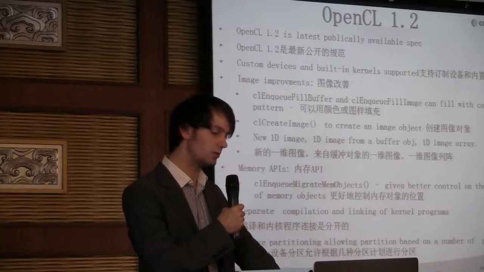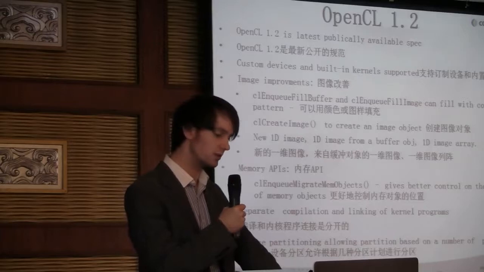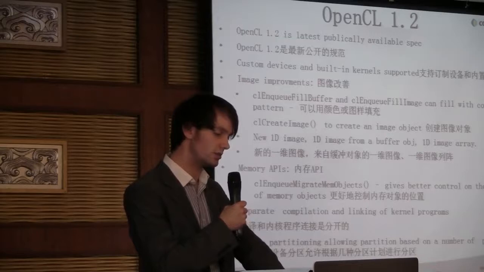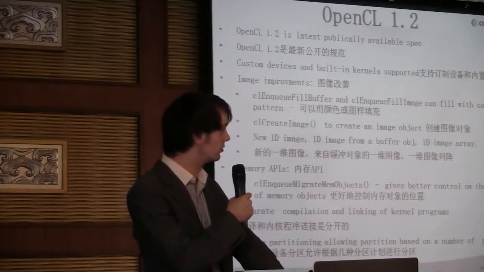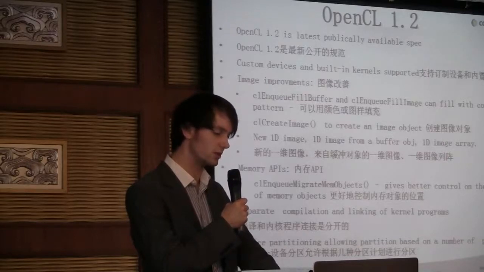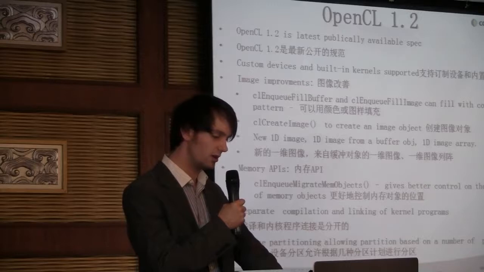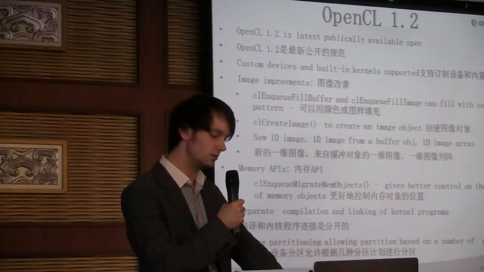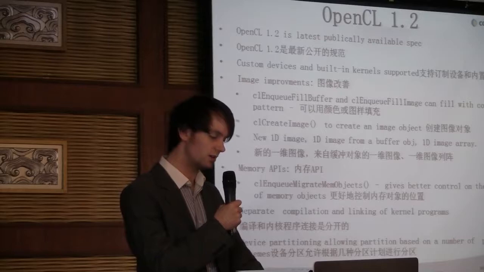With OpenCL 1.2, you can add custom devices, and built-in kernels are also supported. There are some improvements in the image functionality. It lets you do something similar to shaders, but not all of the features, of course, with CL enqueue fill buffer. This lets you fill in some very simple colors and patterns similar to what you would create on a shader. 1D images are now supported, and 1D image arrays as well.